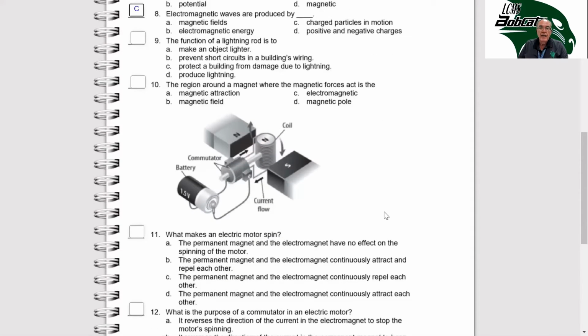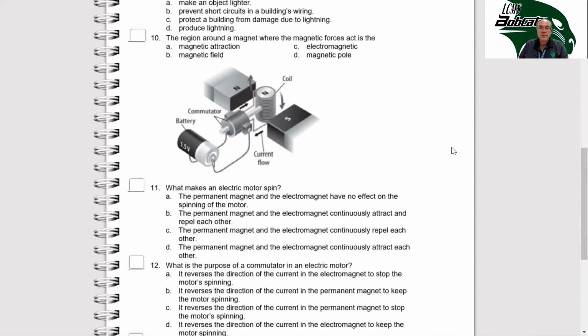The function of a lightning rod. Okay, people put lightning rods on their houses to protect against electricity and send it into the ground. So let's look. Make an object lighter, no. Prevent short circuits in a building's wiring, no. Protect a building from damage due to lightning, and that's the one that has lightning in the answer. So that sounds like it's probably a good one. And that's just to produce lightning, no, people don't want to make lightning in their homes.